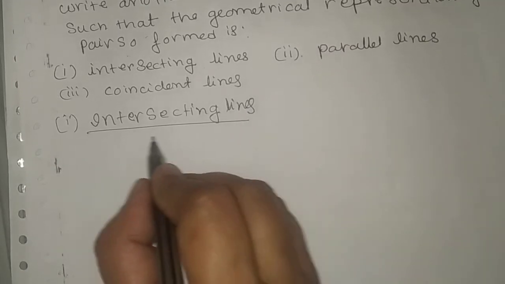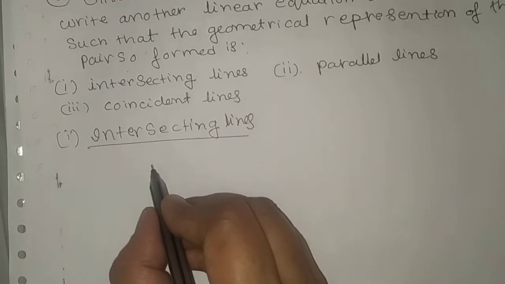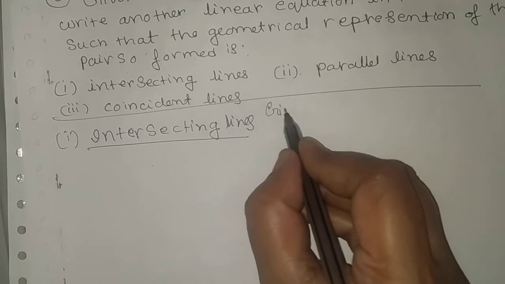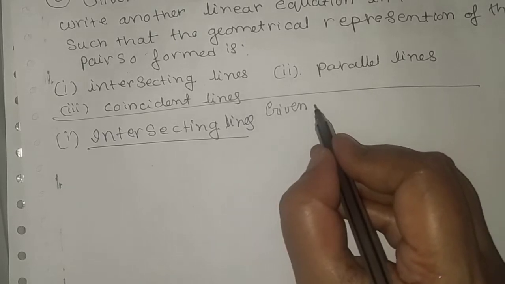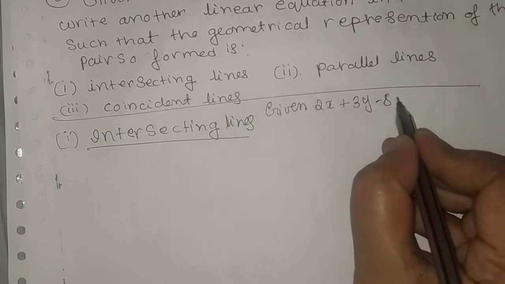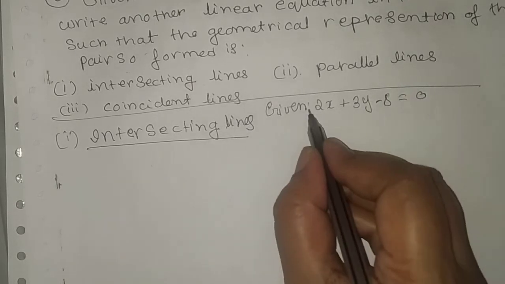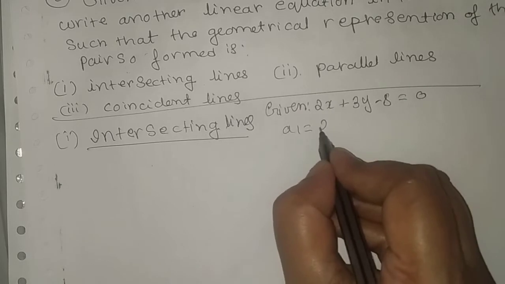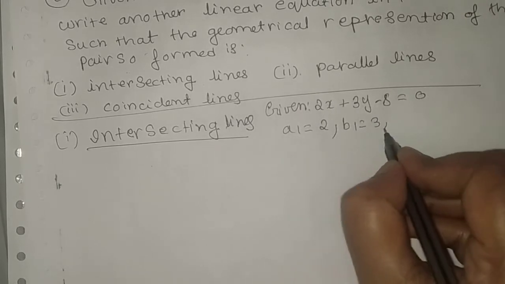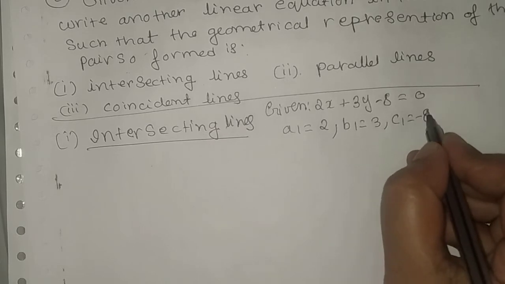First we take this one, they have given. Before this I'll write here given. So what is given here? That is 2x plus 3y minus 8 is equal to 0. So a1 is equal to 2, b1 is equal to 3, and c1 is equal to minus 8.